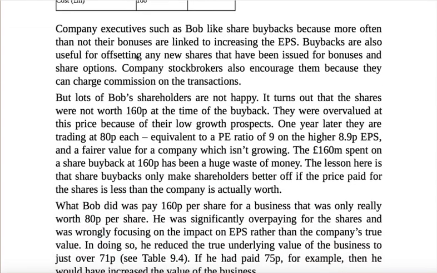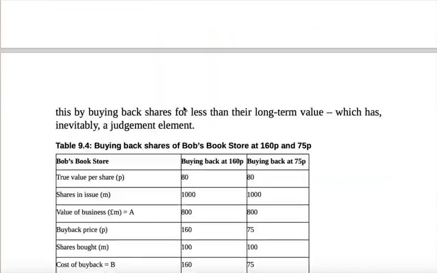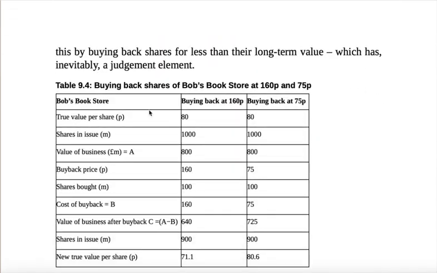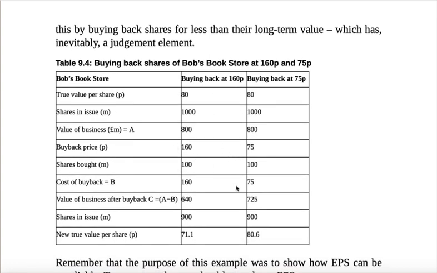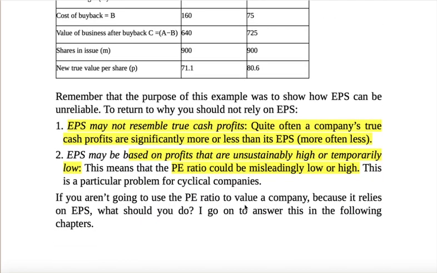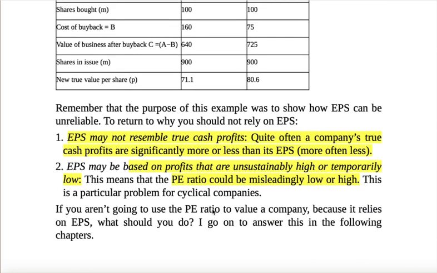The companies, like all this, the same example. Okay, then he has given you shares issue, true value per share, shares issue, value for business, buyback, and how the things change. So he says EPS may not be a very reasonable true cash profit. Often the company's true cash profit, which you can call a free cash flow, is significantly more or less than the EPS.